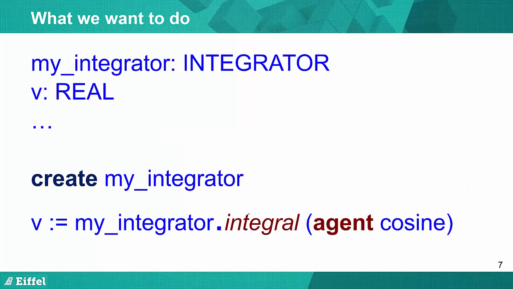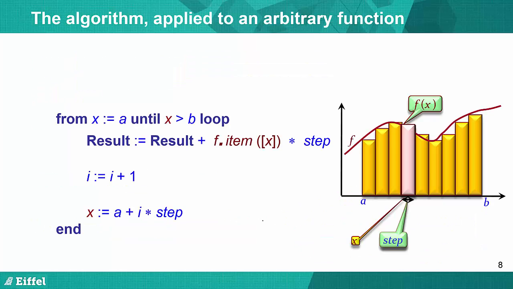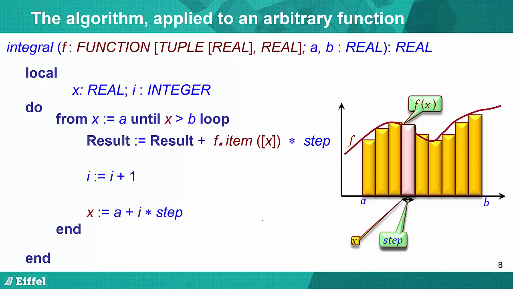So how do we write that function integral? Because of course what I've shown you here is the easy part. We build an agent, there's almost nothing to do, just take an existing routine and write agent in front of it, and then you get an object that represents that routine. Well, we had here the algorithm applied to a known function, and now we are going to make it applicable to an arbitrary function.